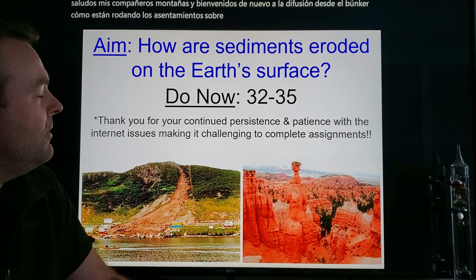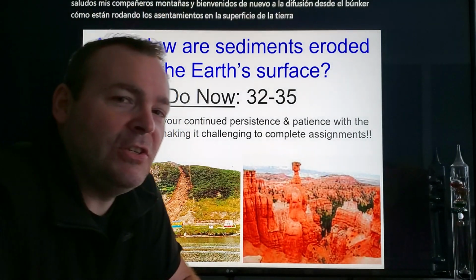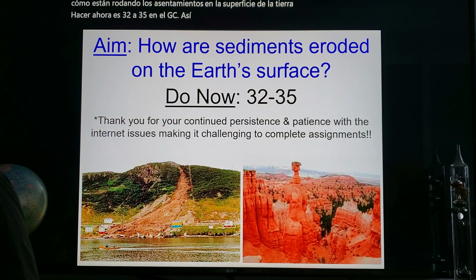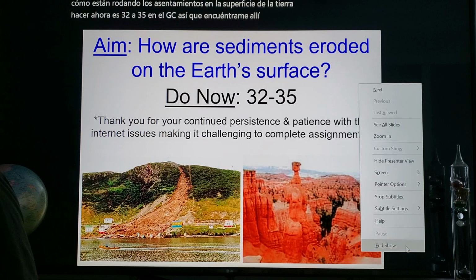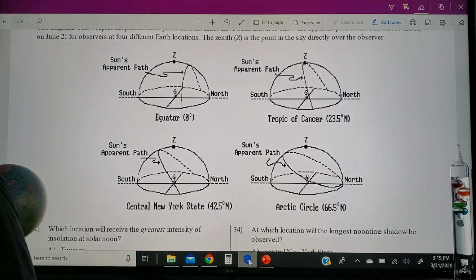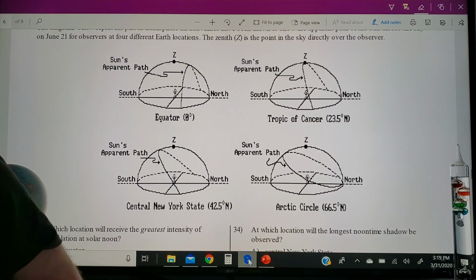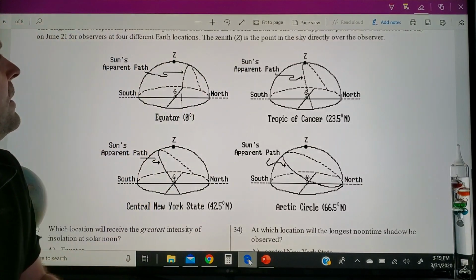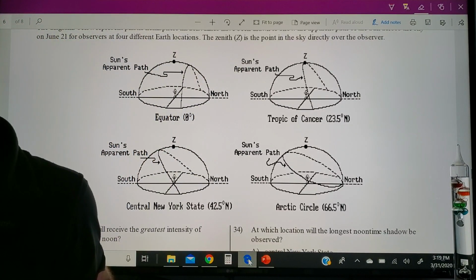Alright, our due now is 32 to 35 in the GC, so meet me there. Alright, hopefully you spent some quality time on these. We'll start out up here on 32.